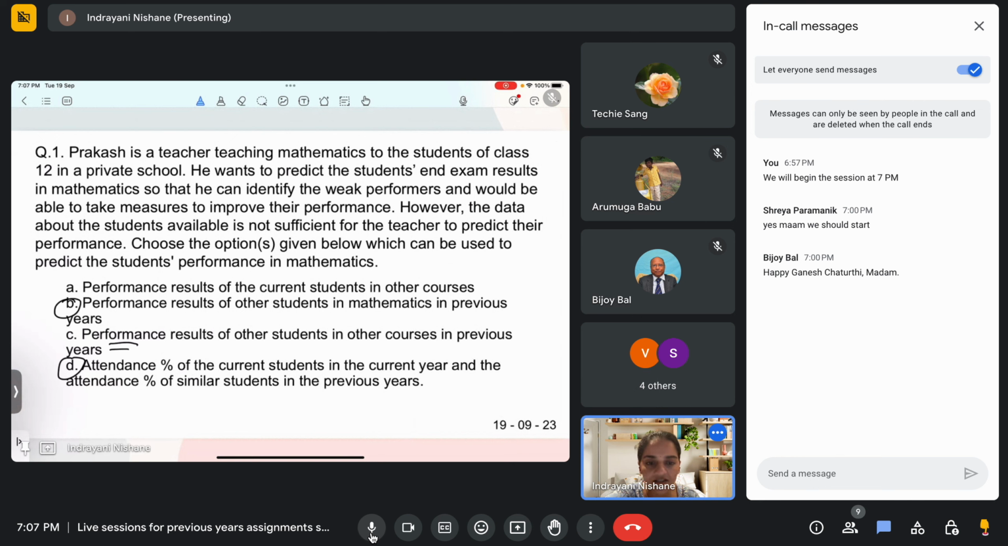C will not give us insight about how the students will be performing in math this year, based on other students in other courses in previous years. I mean, previous year's batch. How they performed in 12th standard will not help us give insight into how the current 12th standard students will perform in mathematics. But I think option A will also give us some insights, that is, the current students' performance in other courses.